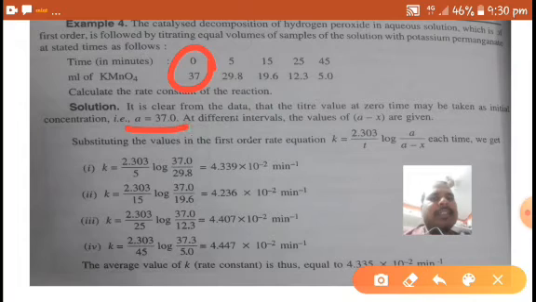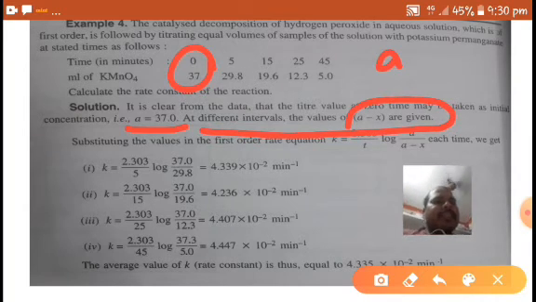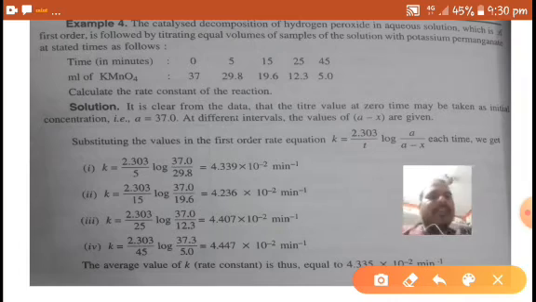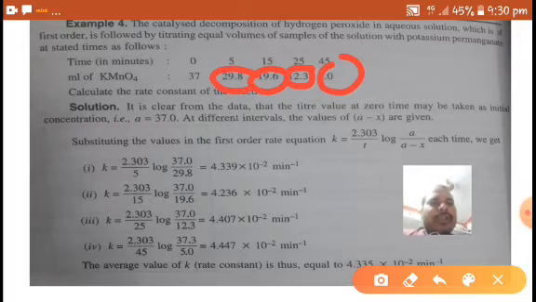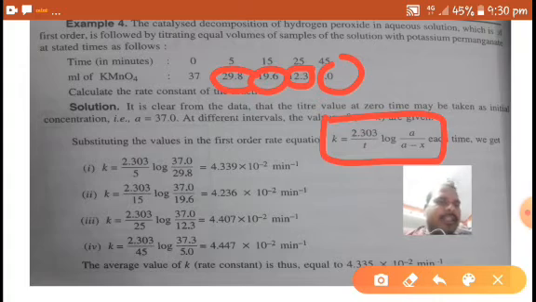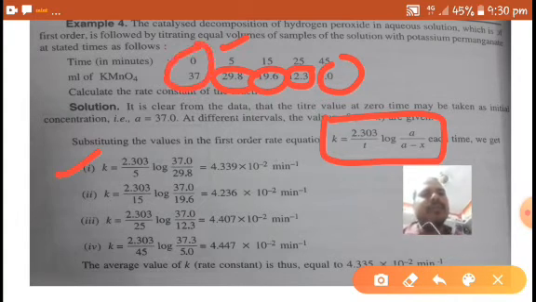We represent the initial concentration as A, and at different intervals the values of A minus X are given. These are all A minus X's. So substituting the values in the first order rate constant, because it is a first order reaction, K is equal to 2.303 by T log A by A minus X. Anything by 0 is infinity, so we have to neglect the zero time and avoid it.